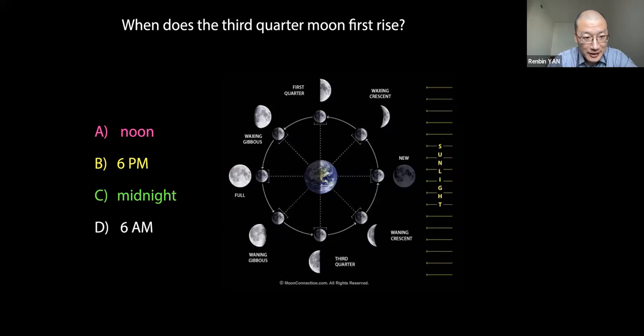I'm going to end the poll now, and I'm going to show you the results. You guys are pretty evenly split between B, C, and D: around 6 p.m., midnight, or around 6 a.m. When do we see a third quarter moon? So how can we think about these kinds of questions?